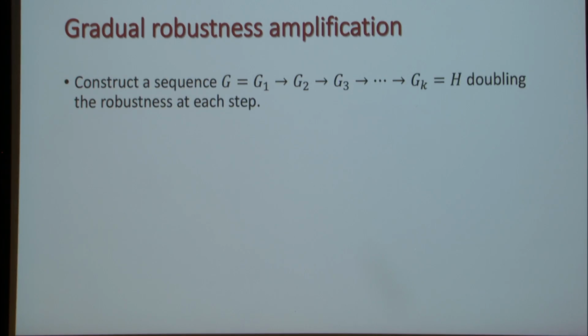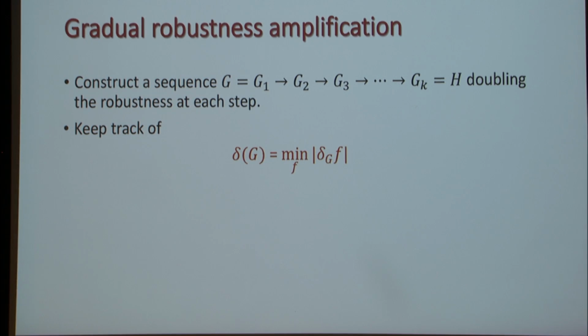Okay, so in this proof, we want to start with G and construct this robust graph H, and we do it gradually. Each time we double the robustness. Now, the robustness is a parameter that is normalized. So if you double the robustness and it starts from something small, it will, after a bounded number of steps, reach a constant.